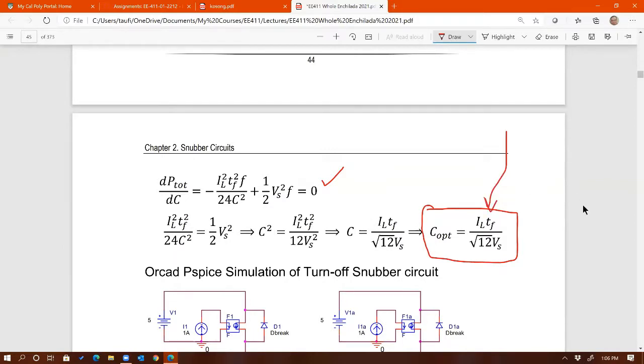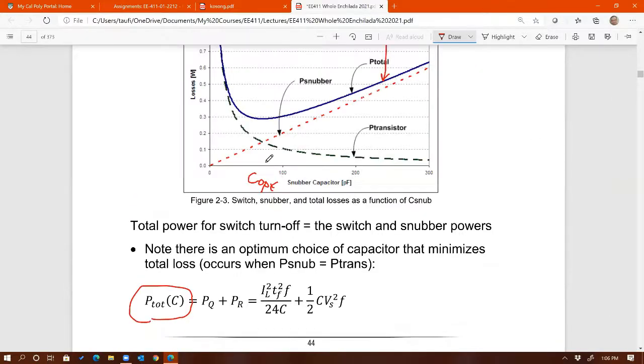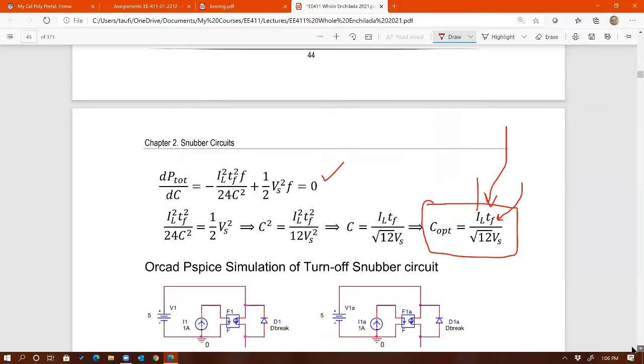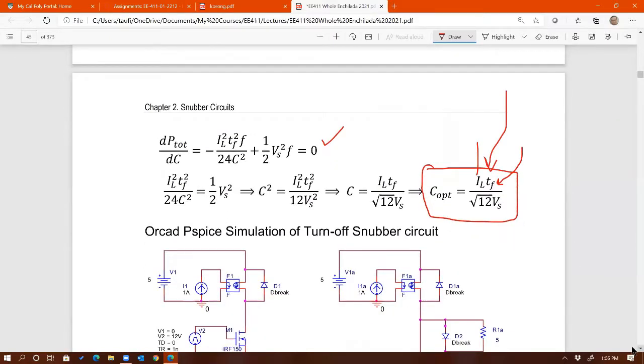Okay, so that's ideally what you want to achieve when sizing a snubber. You can see that it's a function of the load current, the amount of time the switch current goes to 0, and the switch supply voltage, times some constant, I should say. So that's the optimum value, this value right here. Now we know what that value is. Isn't that cool? Just by using simple calculus, we get that optimum value.